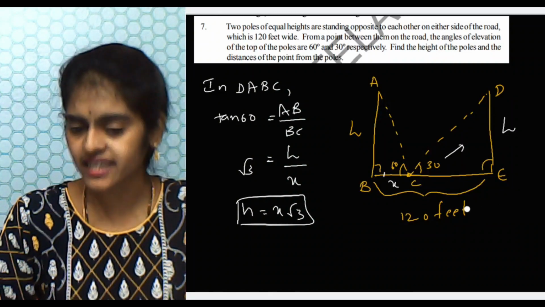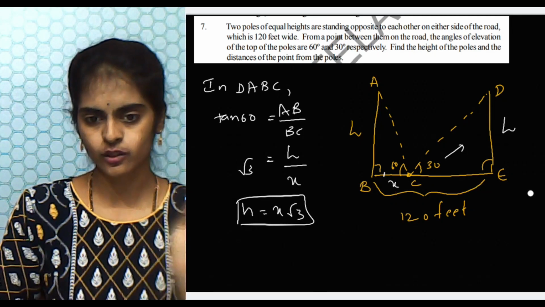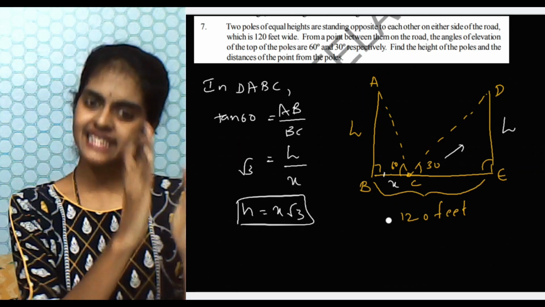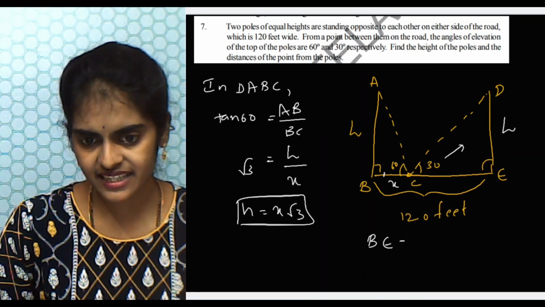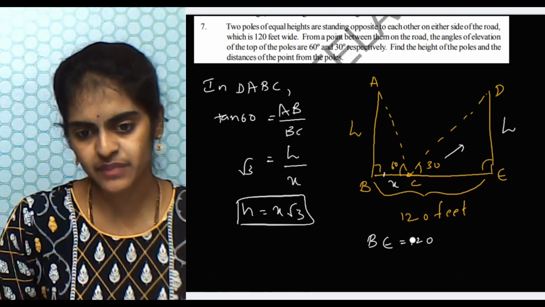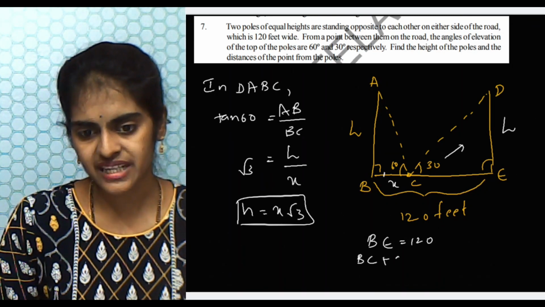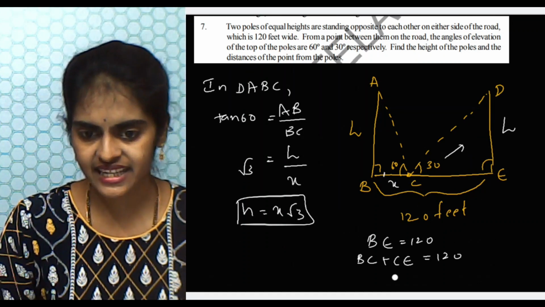Now what is CE? Just observe here. BE, the total width of the road, is 120 feet. BC is X. Now what about CE? So see, BE is 120. This complete BE I can write as BC plus CE, which is 120. Now what is CE?